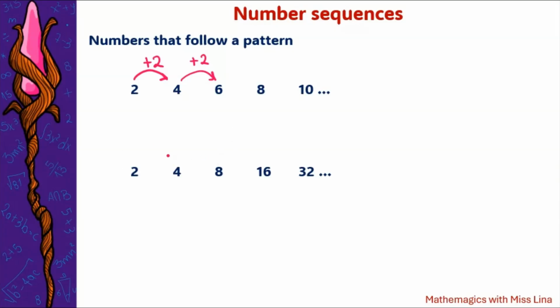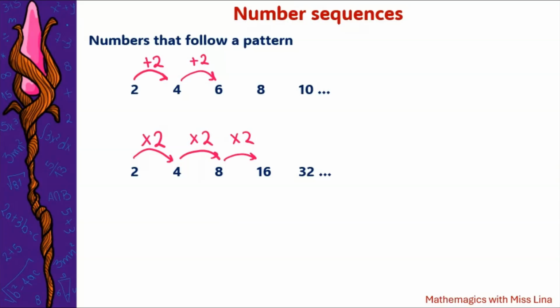Let's see this one. The rule at the beginning looks like it's adding 2, but then the second one doesn't match. If you add 2, you should find the 6 and not the 8. So we need to check what other rule we could put. In this case, the rule is to multiply by 2. 2 times 2 is 4, times 2 is 8, times 2 is 16, and so on.